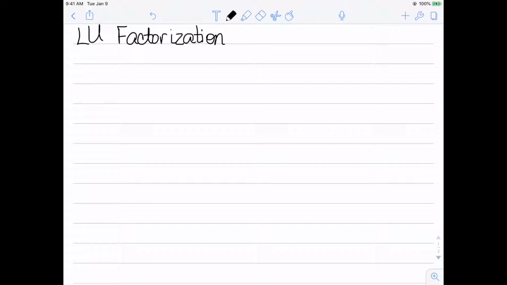The next thing we'll look at is LU factorization of a matrix A. The idea being that we want to write the matrix A as a product of matrices. In particular is this L times U. So let's look at what the L times U is.